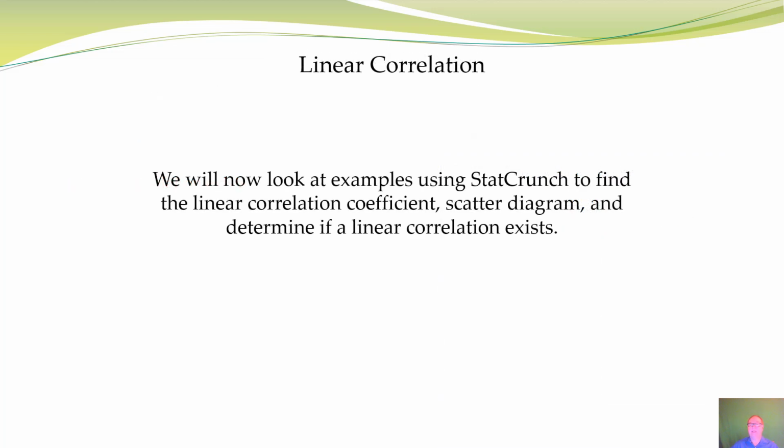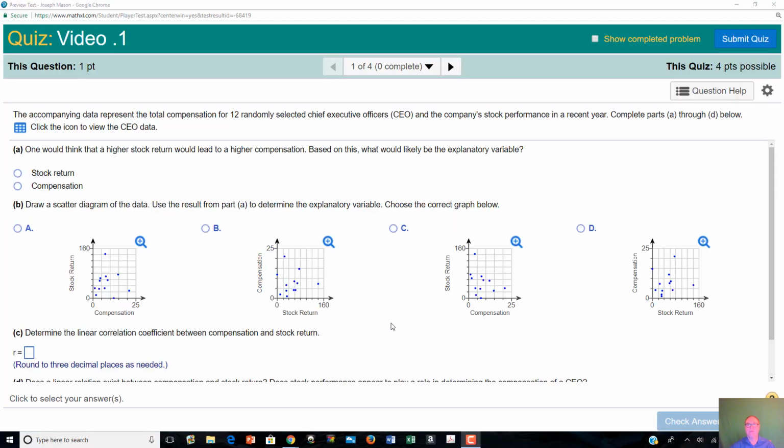Now, we will look at examples using StatCrunch to find the linear correlation coefficient and scatter diagram, and determine if a linear correlation exists. All right, looking at questions in StatCrunch. The accompanying data represent the total compensation for 12 randomly selected chief executive officers and the company's stock performance in a recent year. Complete parts A through D below.